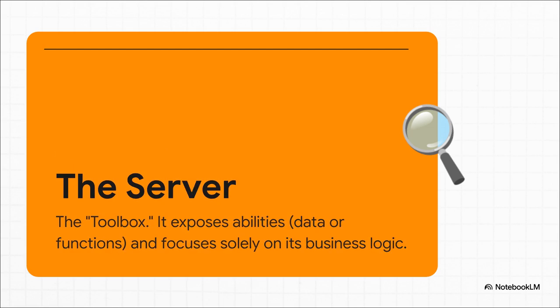And finally, we have the server. This is the toolbox itself. This could be a weather API, a flight booking service, your company's internal database, whatever. The server's job is just to expose what it can do, its data, its functions, and it doesn't need to know or care about the AI model that's calling it. It just does its job.